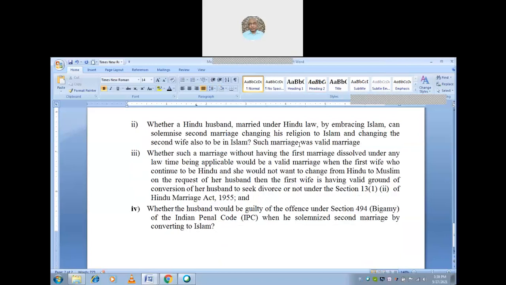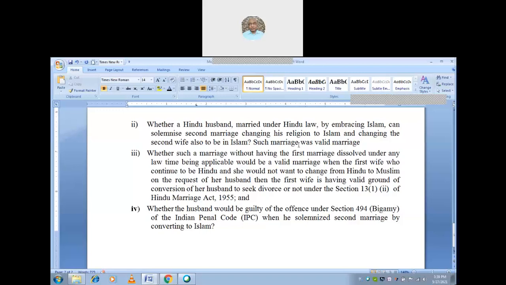Then the second issue is whether the Hindu husband, married under the Hindu law, by embracing Islam can solemnize a second marriage, changing his religion to Islam and changing the second wife also to Islam, and whether such a marriage is a valid marriage. Then the question comes: here we are arguing on behalf of the petitioner or the appellant. Here the petitioner and appellant both are the wife. So how do you argue this issue?